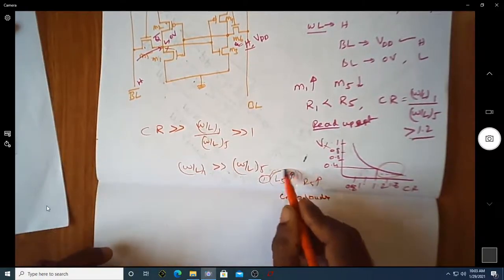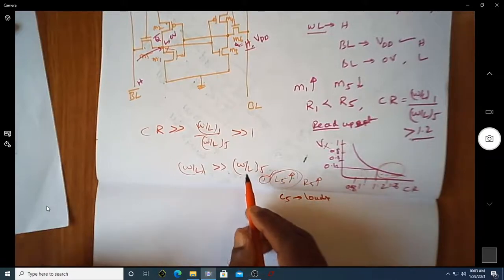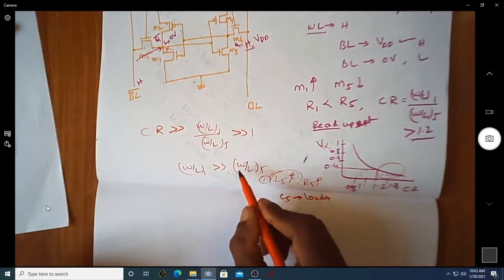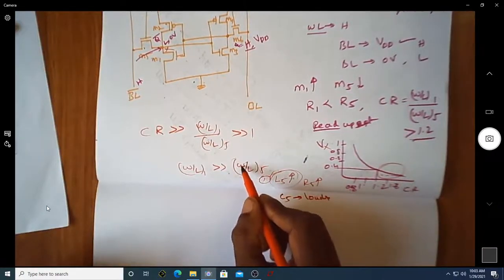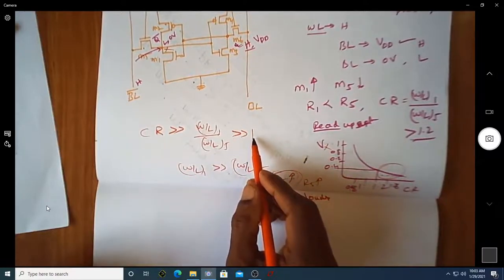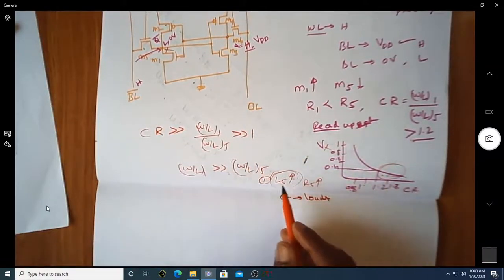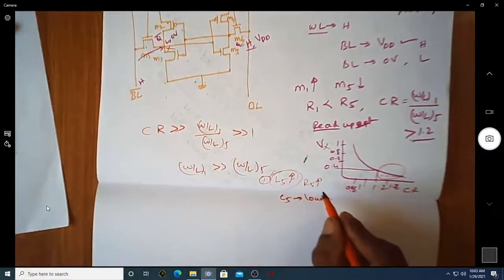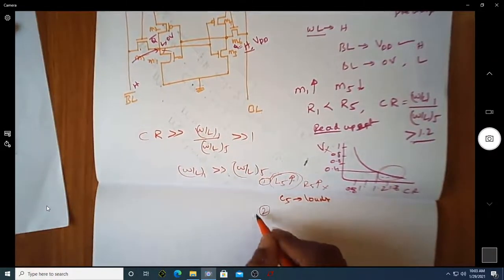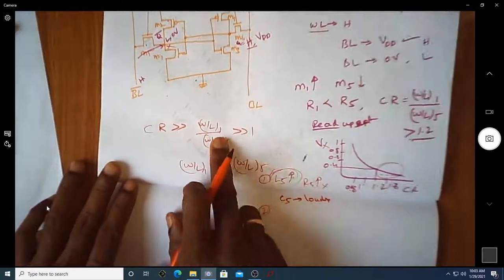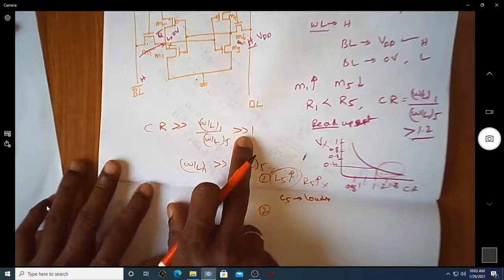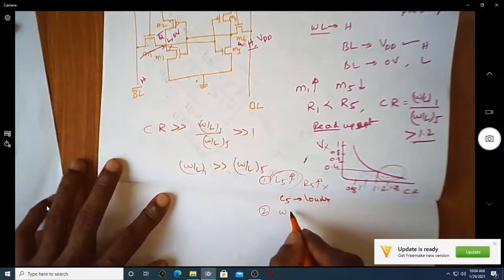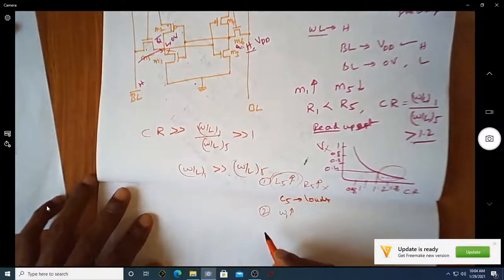the idea of increasing L5 to increase CR is not good. Increasing the value of L5 will reduce the value of W by L of 5, which will certainly increase the CR, but it will load your bit line, so you don't take this option. You look at the second possible option. The second possible option to have a larger value of CR is to increase the dimension of your first transistor.